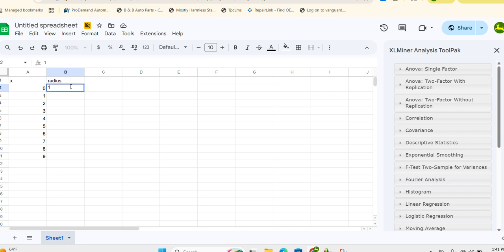0, 1, 1.2, 1.4, 1.45, 1.8. These are the radiuses. I've already cut them in half because I'm like that. Okay, great. There they are. You with me? Now, you can go to insert, chart.